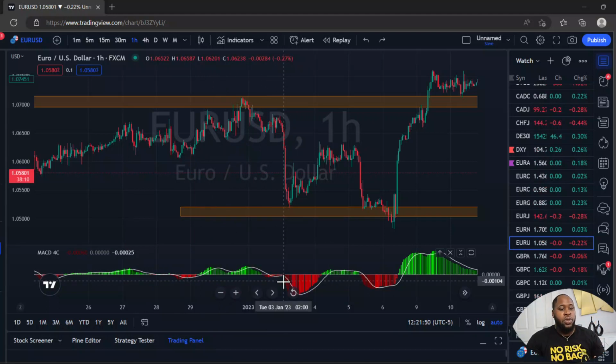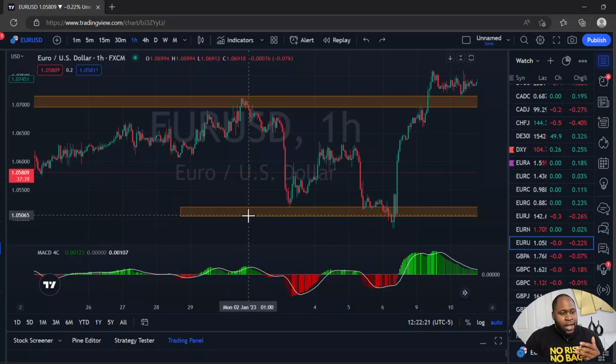So again, we have the histogram. It's going to tell us whether we have a bullish move or a bearish move, followed by a confluence of the signal line following the histogram. If the signal line follows the histogram, we know we have a solid bearish or bullish move. And then we have the zero line, which it has to cross in order for it to switch from bearish to bullish or bullish to bearish.